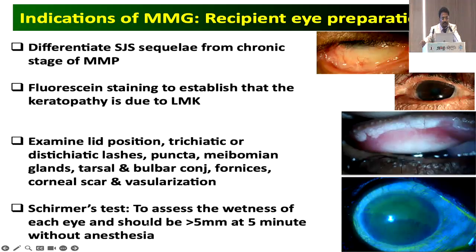We have to go for Schirmer's test to assess the wetness of each eye, and it should be more than 5 millimeters at 5 minutes without anesthesia. So if the patient has a good Schirmer's test, good wettability, then only we go for lid margin keratinization treatment, that is by MMG.